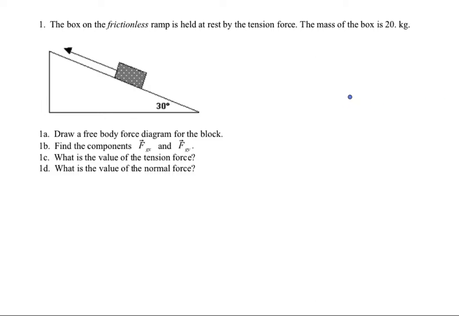First, I'll represent the block as a particle. And I want to think about what forces are acting on it. So there's going to be a gravitational force pulling directly down. However, for right now, I'm going to represent that as a dashed vector. The reason that I'm doing that is because I want to split my vector up into two components, an x component and a y component. The x direction will be down the ramp, and the y direction will be perpendicular to the surface of the ramp.